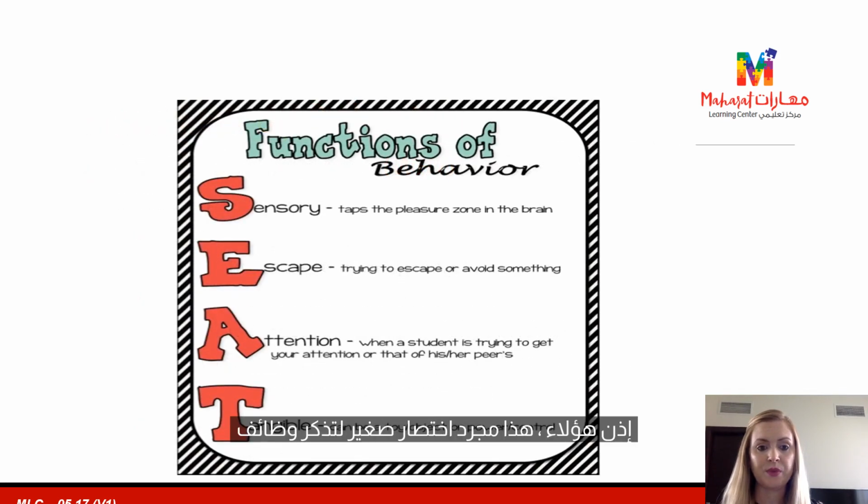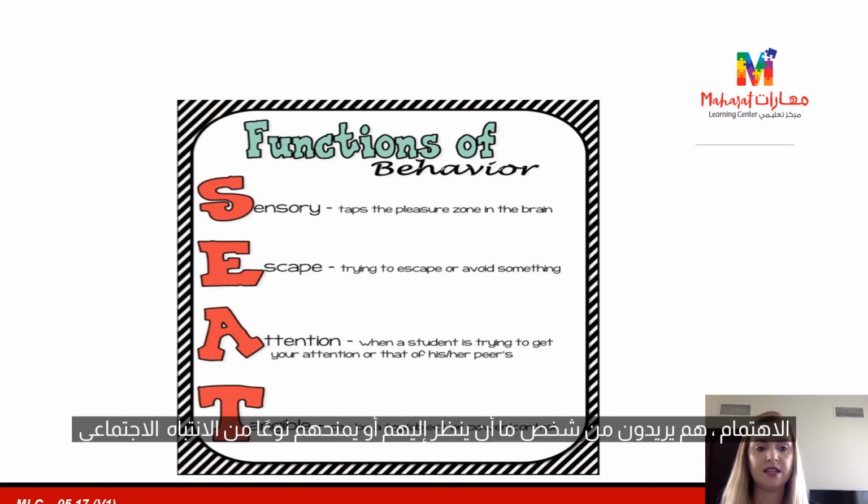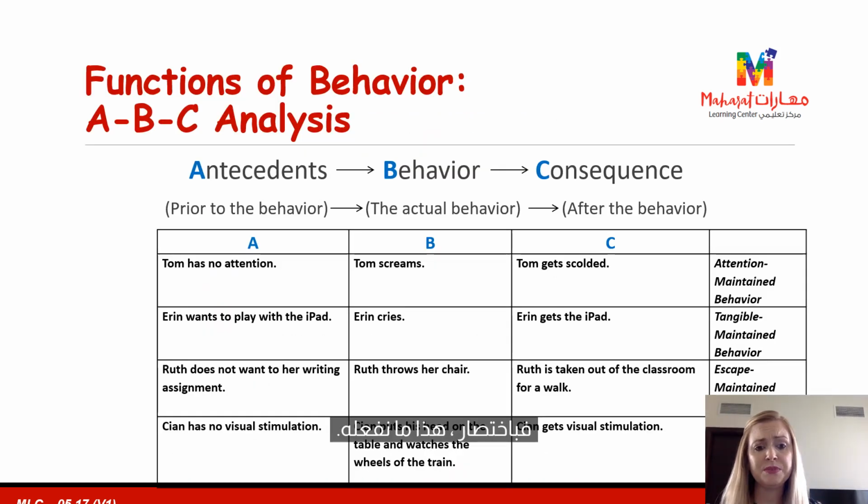Okay, so this is just a little acronym to remember the functions of behavior. SEAT: sensory, internal stimulation; escape, they don't like doing something; attention, they want someone to look at them or to give them some kind of social attention; or tangible, they want to gain access to a preferred item or activity.